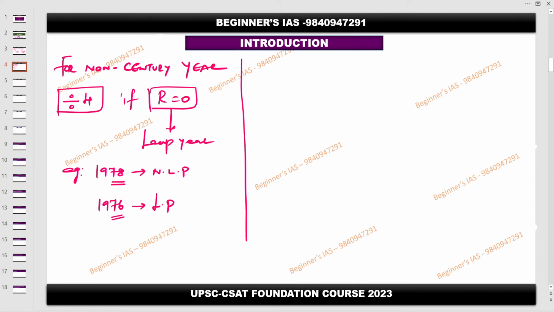So now, for a century year. Listen, this is for a non-century year. Then this is for a century year.